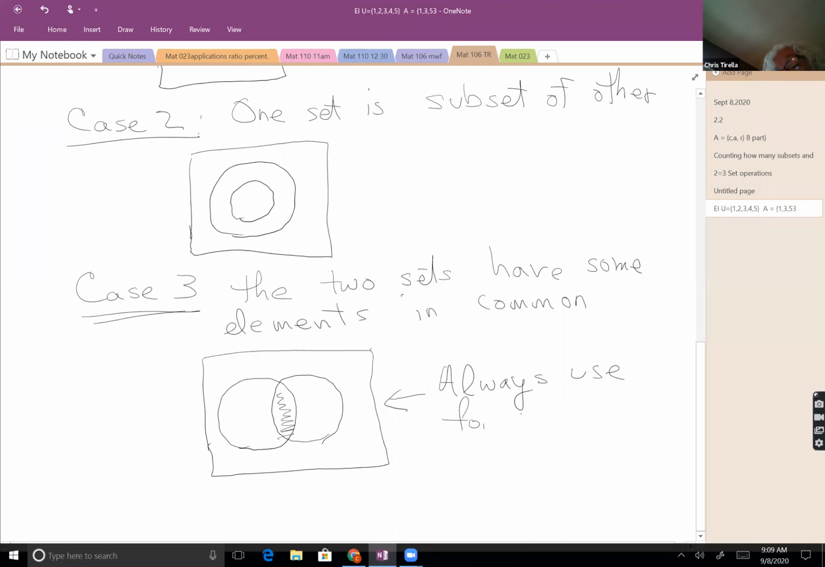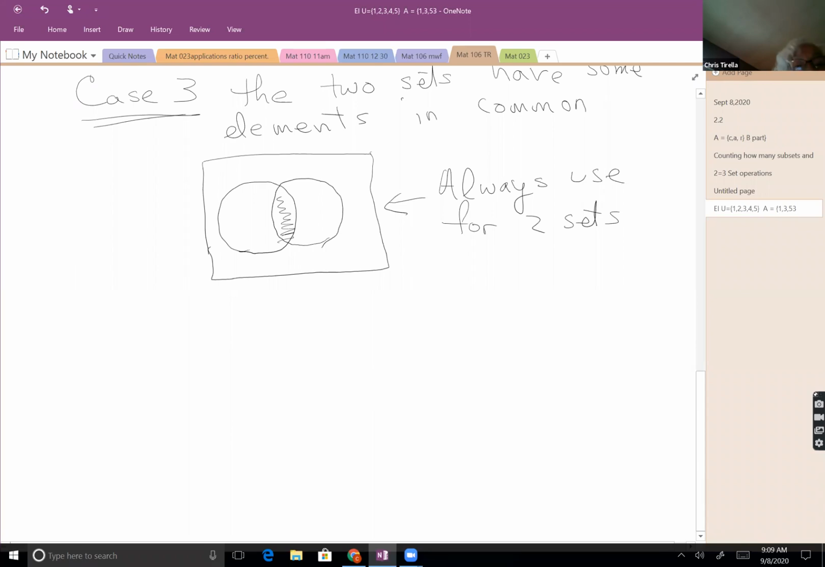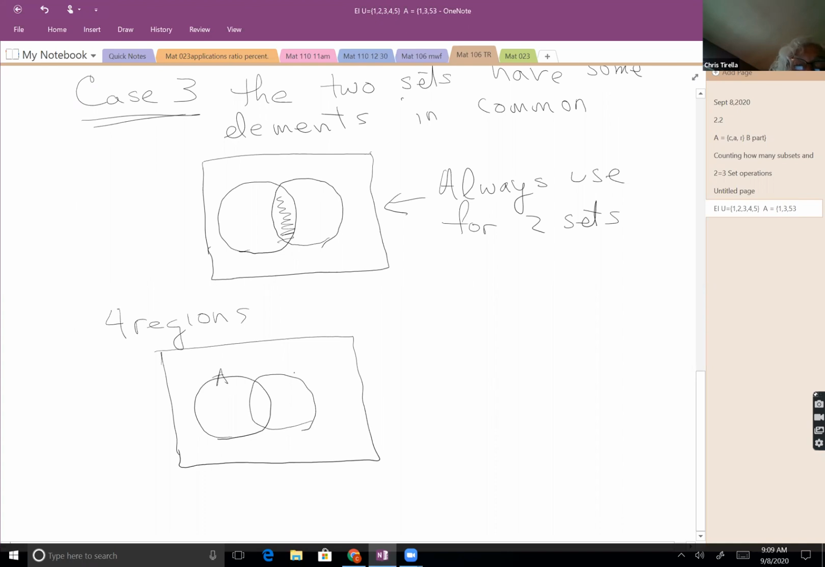Because as I look at that Venn diagram, it gives me 4 regions. And so I'll have set A, set B, and my universal set. And when I look at those regions, usually the regions are labeled with Roman numerals. And so this would be region 1, this would be region 2, this would be region 3, and this would be region 4.